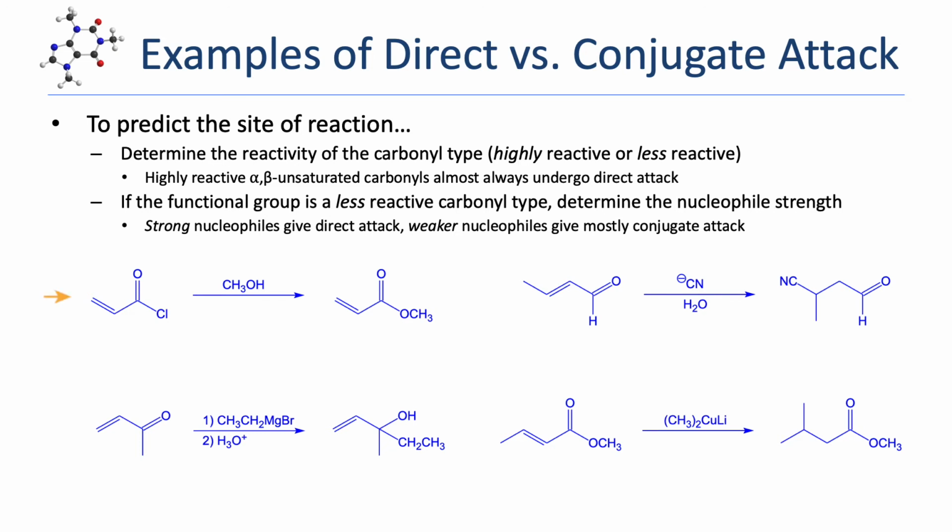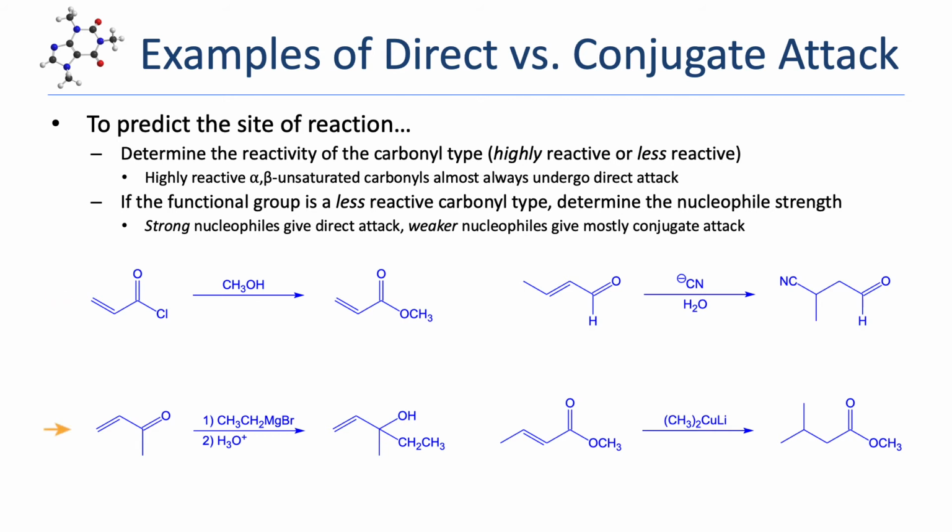Let's look at the first example. We first consider the carbonyl type, in this case an acyl halide, which is one of the reactive types. Right away, we know this is going to do a direct attack. Because acyl halides are carboxylic acid derivatives, the reaction will be an acyl substitution. In this case, the nucleophile is methanol, transforming the acyl halide into a methyl ester.